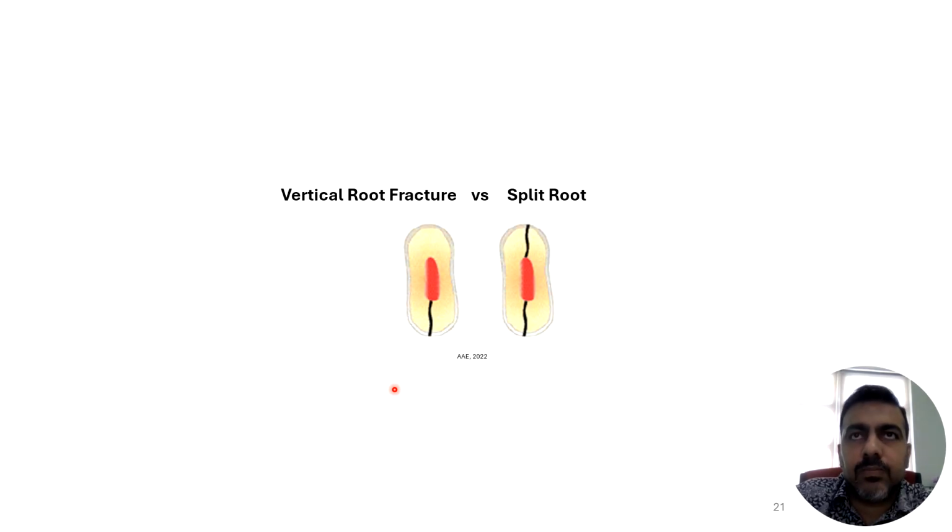In this diagram, I'm showing it to compare and show the difference between vertical root fracture and split tooth. In the vertical root fracture, you can see the fracture is one line, but it doesn't go throughout the whole root. While in the split root, it is a line that goes through and through the root. It might be in a buccolingual direction or mesiodistal direction.